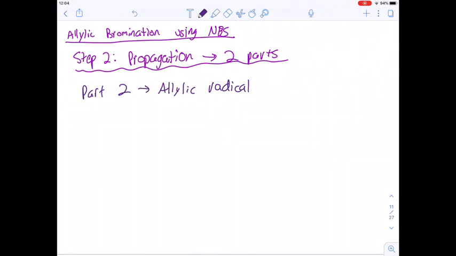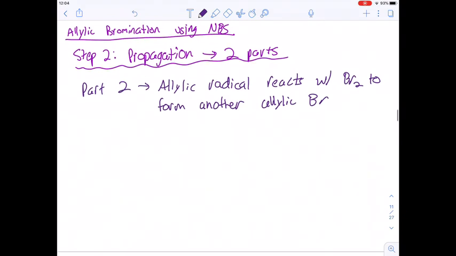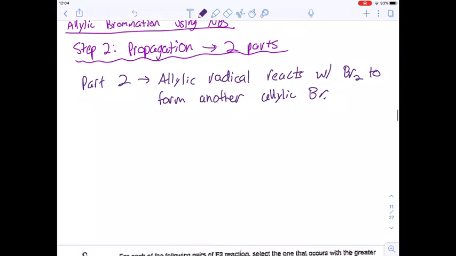Okay, so part 2 is that the allylic radical, and allylic, just as a reminder, just means one space next to the double bond, reacts with Br2 to form another allylic Br.